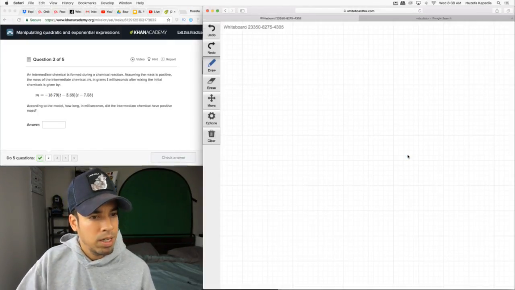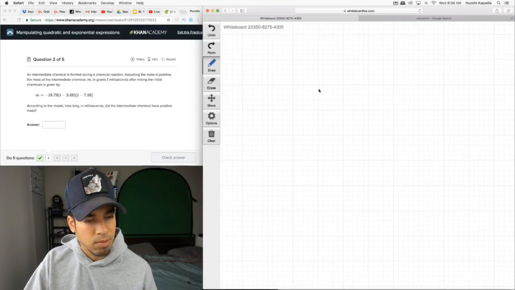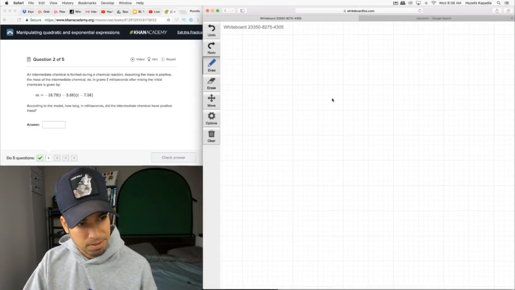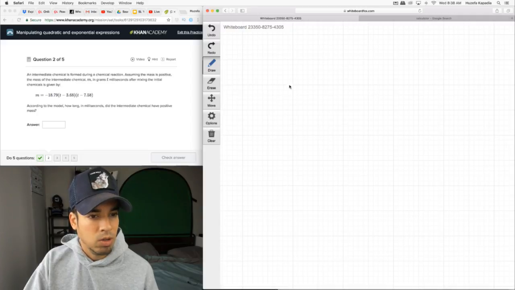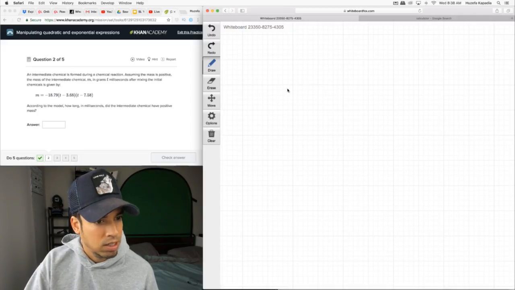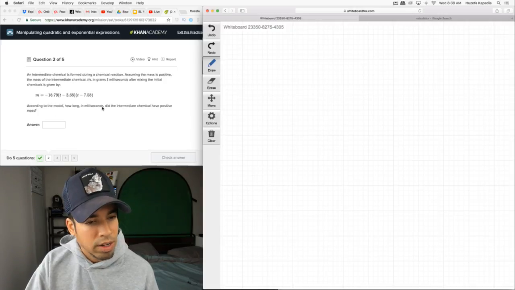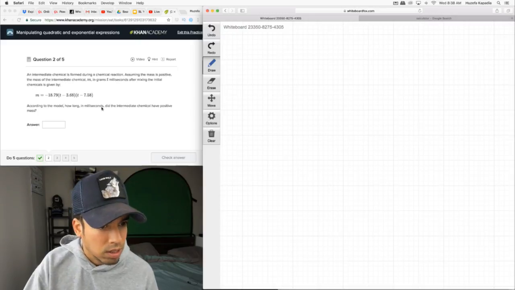Question number 2. An intermediate chemical is formed during a chemical reaction. Assuming the mass is positive, the mass of the intermediate chemical M in grams, t milliseconds after mixing the initial chemicals, is given by this. According to the model, how long in milliseconds, okay, so let me read this again.